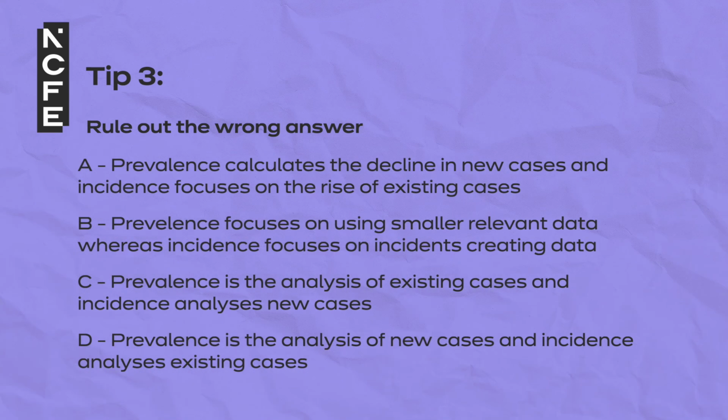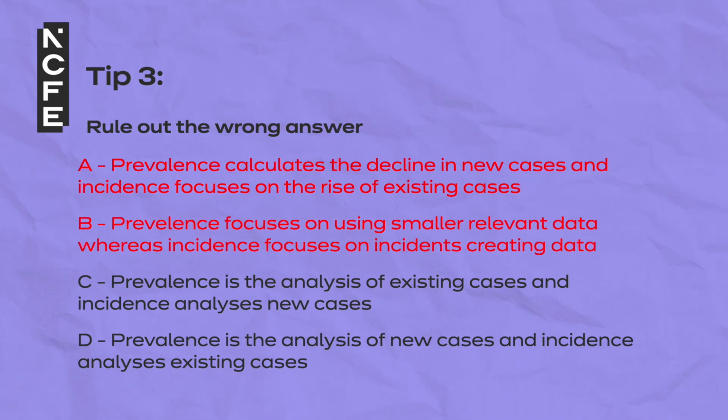Tip 3. Rule out the wrong answer. If you're unsure of the right answer, look at the options and rule out the wrong answers. For example, you may know that prevalence and incidence in epidemiology are about analysis of cases, which would rule out option A and B. You then have options C and D left.